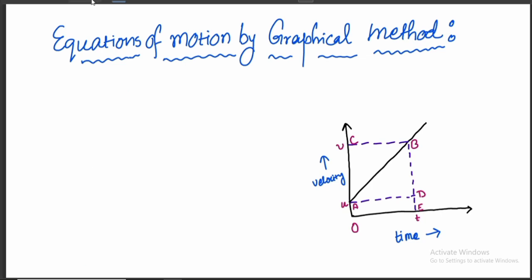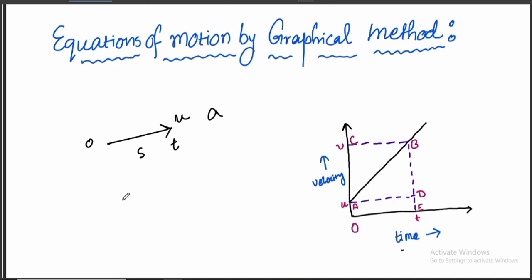So let's start. First of all, let us consider an object moving along a straight line path with initial velocity u and uniform acceleration a. Suppose it travels a distance s in time t. So as shown in this figure, this is a velocity time graph and it represents the motion of the particle. The velocity time graph for the motion of the particle will be a straight line where u is the initial velocity and v is the final velocity.